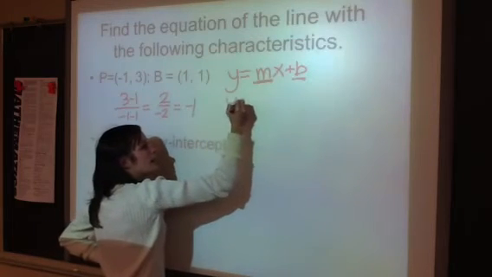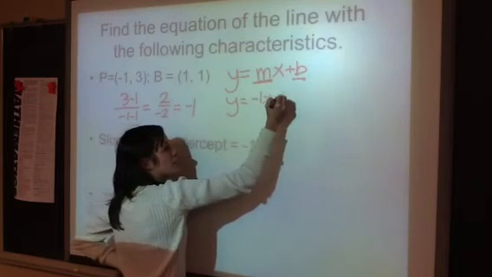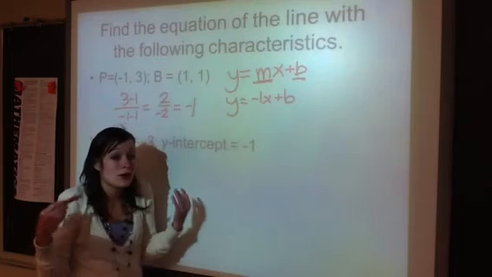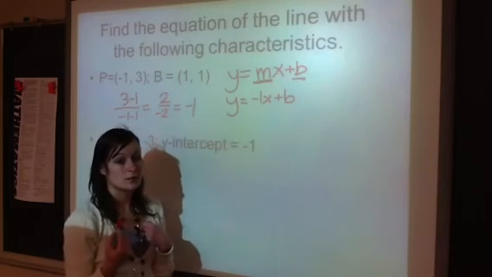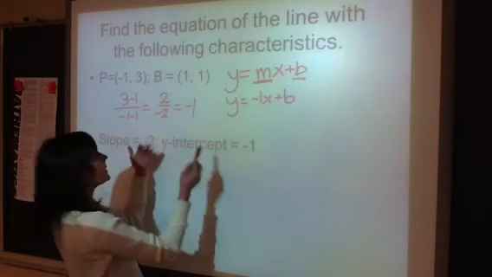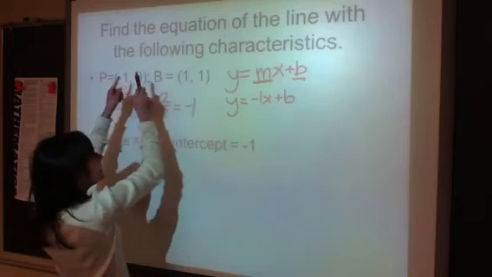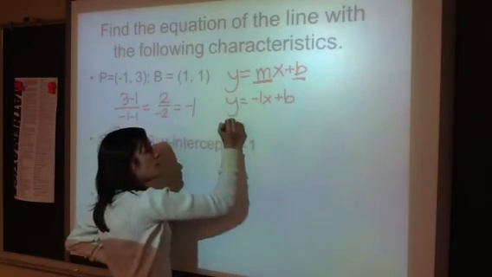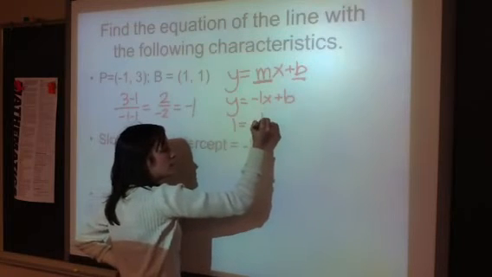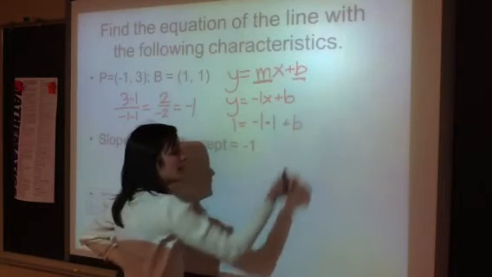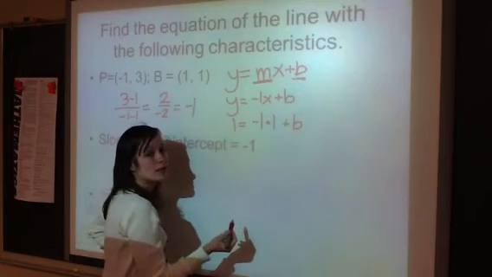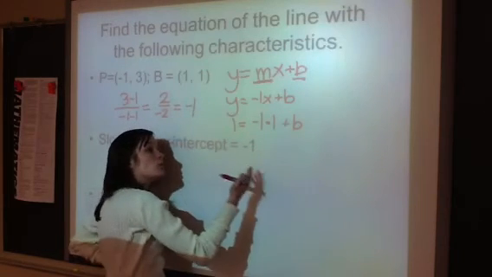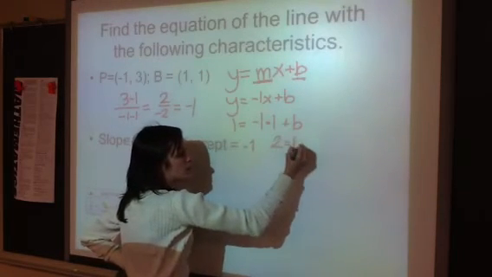So we have y equals negative 1x plus b. How did you figure out what b was in World of Functions? You picked a point and plugged it in. So we can pick negative 1, 3, or 1, 1. I'm going to pick 1, 1 because that's way easy. So 1 for y, 1 for x. Solve for b. Negative 1 times 1 is negative 1. Add the 1. You get 2 equals b.